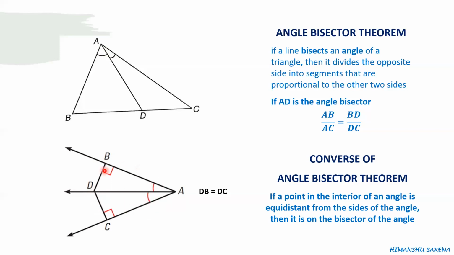So if we are able to determine that DB and DC are equal, then we can say that AD is an angle bisector of angle A.